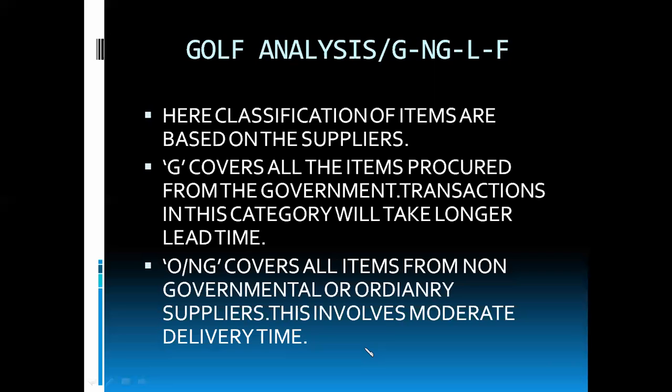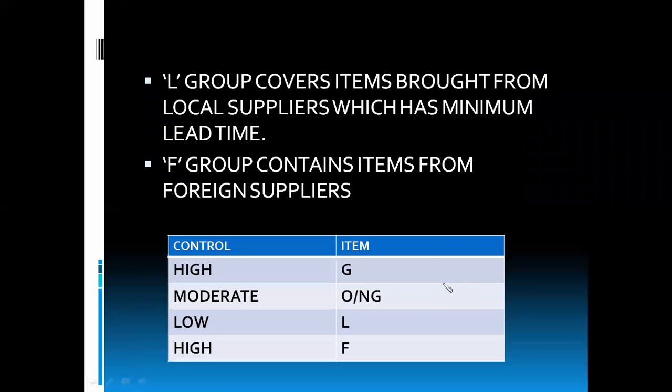Lead time क्या होता है? Lead time is the time taken between when you place the order and when the goods get delivered to you. So when we are dealing with a government organization, the transactions might take longer lead time. Then comes O या NG. O means ordinary or non-governmental. So O or NG covers all the items from non-governmental or ordinary suppliers. This involves moderate delivery time. Then the L group covers items bought from local suppliers, which has minimum lead time because these are locally and easily available.